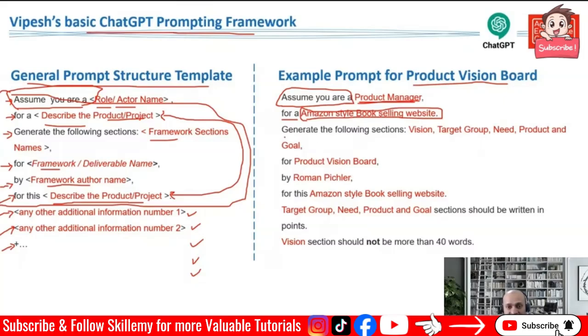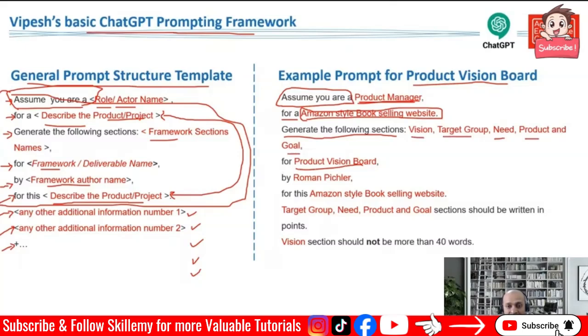Then in the next step, I have described the sections which I want ChatGPT to develop for the framework. I am interested in developing a product vision board. That's why I have specified the sections which I want ChatGPT to generate in the product vision board. These sections are vision, target group, need, product, and goal.